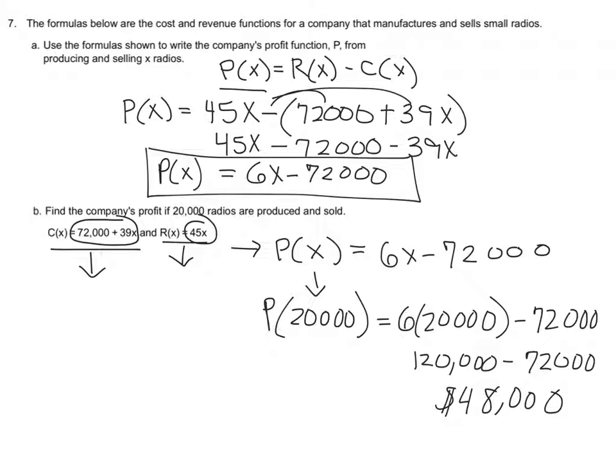So my profit after selling 20,000 radios is $48,000, and that's my answer to Part B.